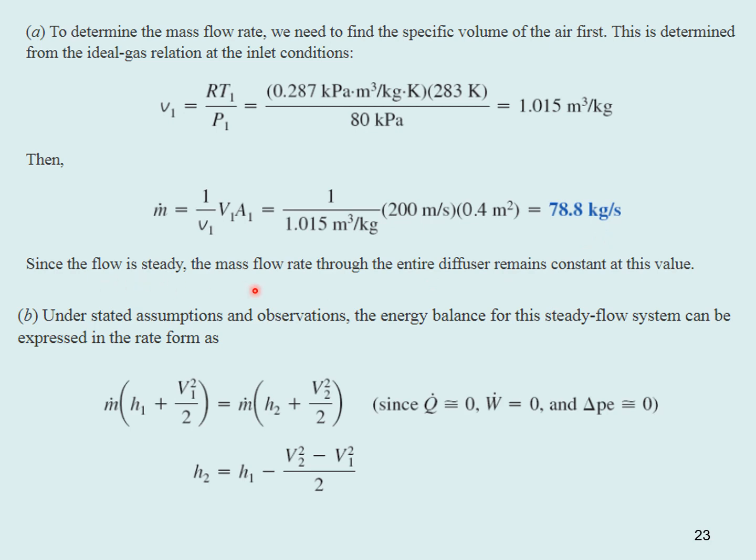So since the flow is steady, this mass flow rate is the same coming in and coming out of the diffuser. So under the stated assumptions, the kinetic energy balance can be expressed in the following form. And since the m dot is the same on both sides, we can cancel that out. We can solve this for H2. H2 is equal to H1 minus this change in kinetic energy terms.